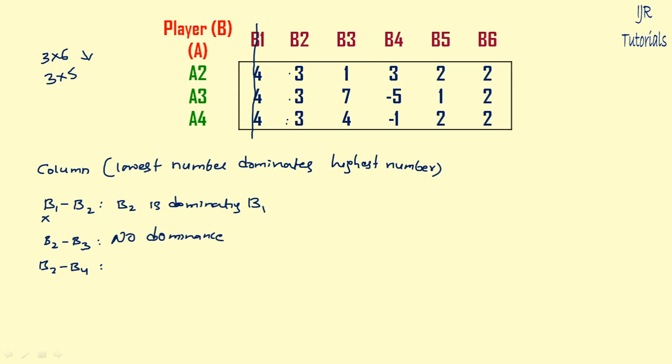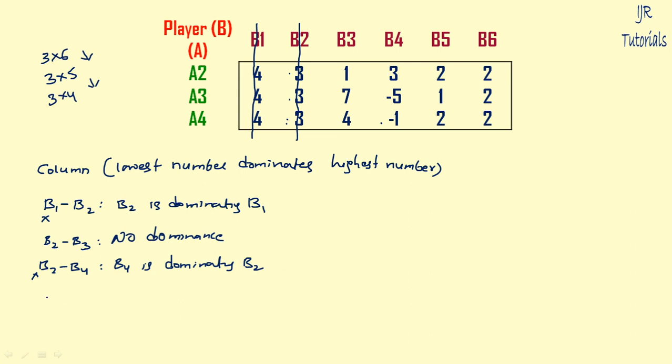And last number 3 and next one is minus 1. So here the minus 1 is dominating 3. So that means we can say that B4 is dominating B2. So finally B4 is completely dominating B2. So we can delete B2 here. So now the matrix is reduced to 3 by 4.